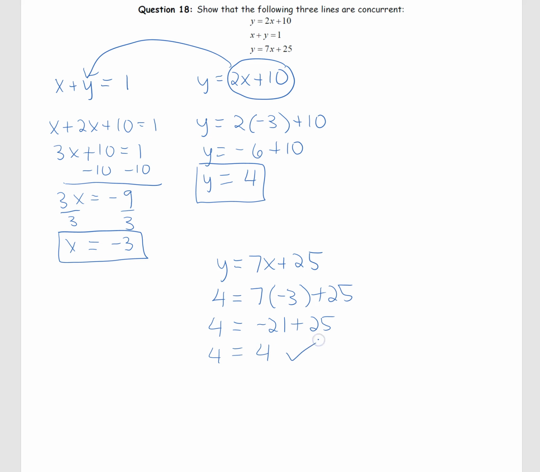So yes, this works out, and the point x equals negative 3, y equals 4 is a point where all three of these lines intersect, and so they are concurrent.